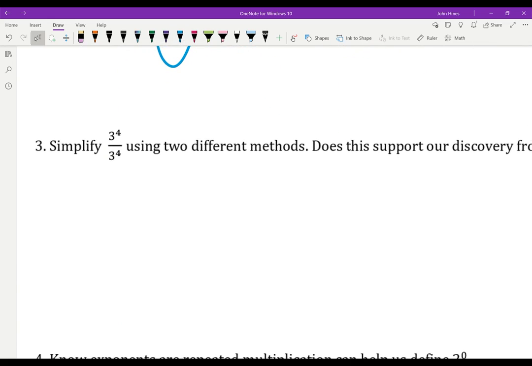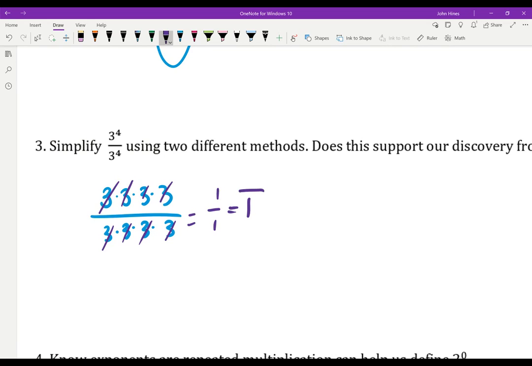Let's do 3 to the 4th over 3 to the 4th. So here we go. 3 to the 4th is 3 times 3 times 3 times 3 over 3 times 3 times 3 times 3. So I'm going to divide out some common factors. Goodbye, goodbye, goodbye. And I'm left with 1 over 1, which is 1.